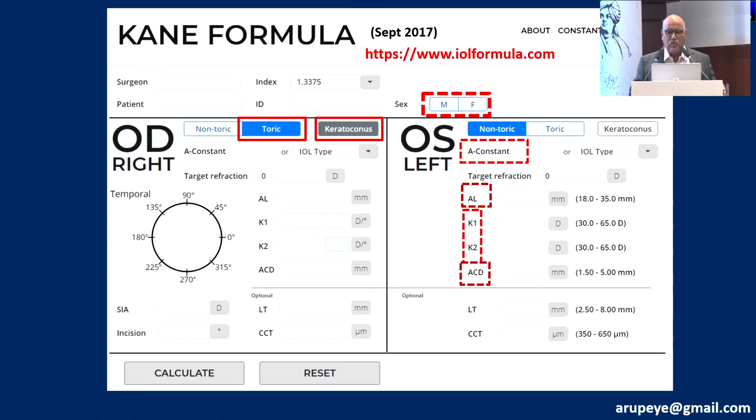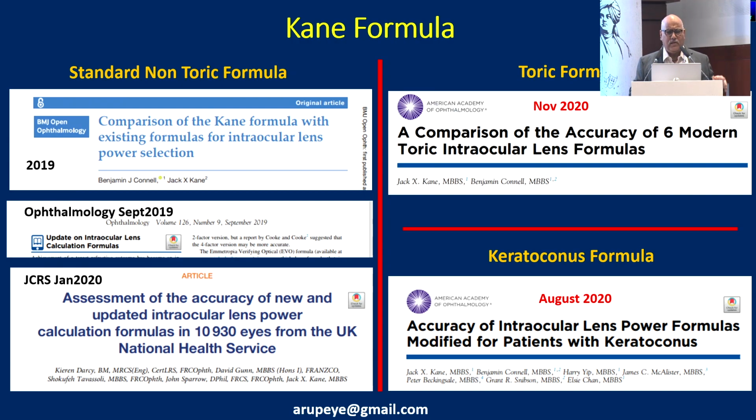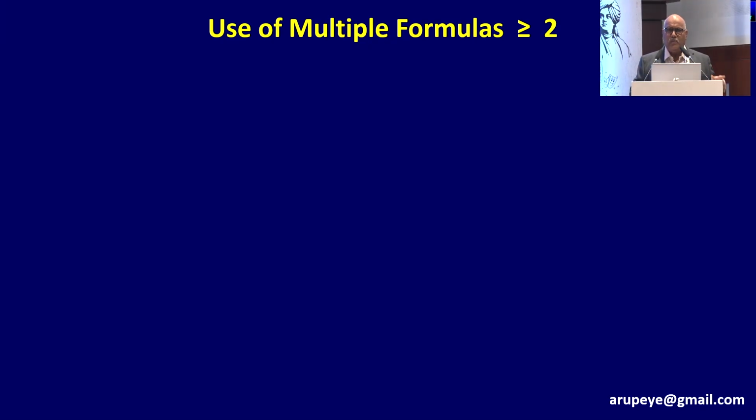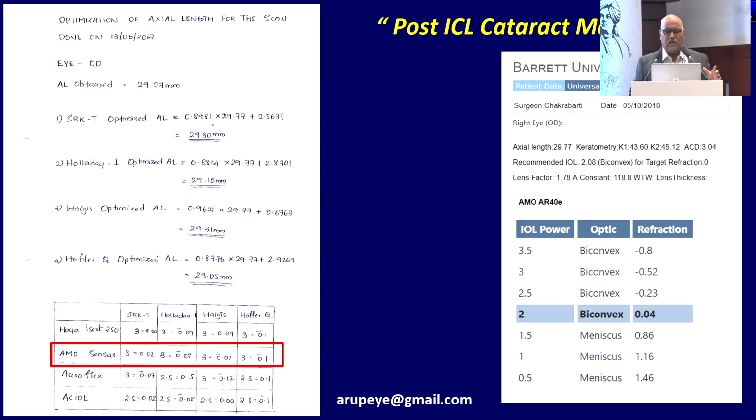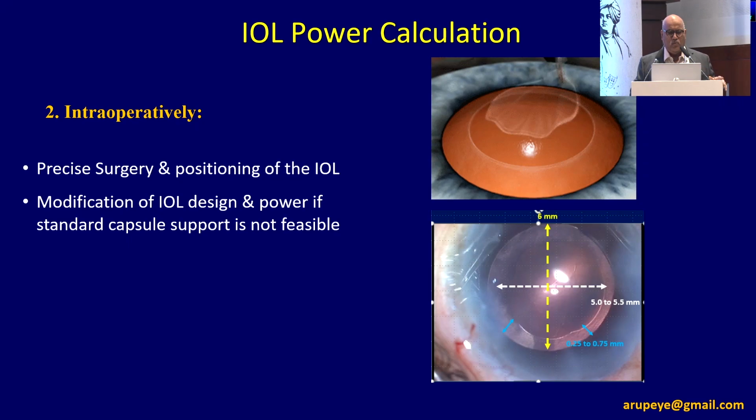The Kane formula is a new kid on the block. It does well for a variety of situations. I use multiple formulas when I'm dealing with extremes of eyes, short eyes, long eyes, and post-vitrectomy eyes and things like that. It has given me good results. I find that it is better to use 3-4 formulas in these complex situations and find out what exactly is the IOL power that I should be using.